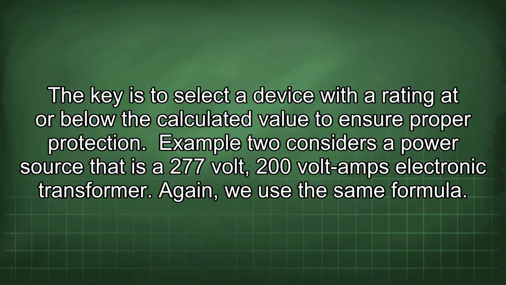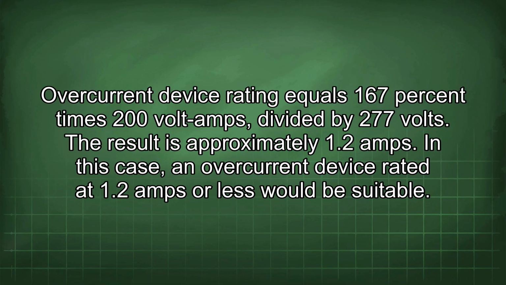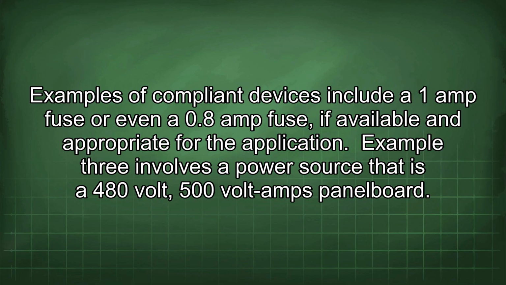Example 2 considers a power source that is a 277-volt, 200-volt-amp electronic transformer. Again, we use the same formula. Overcurrent device rating equals 167% times 200 volt-amps divided by 277 volts. The result is approximately 1.2 amps. In this case, an overcurrent device rated at 1.2 amps or less would be suitable. Examples of compliant devices include a 1 amp fuse or even a 0.8 amp fuse, if available and appropriate for the application.